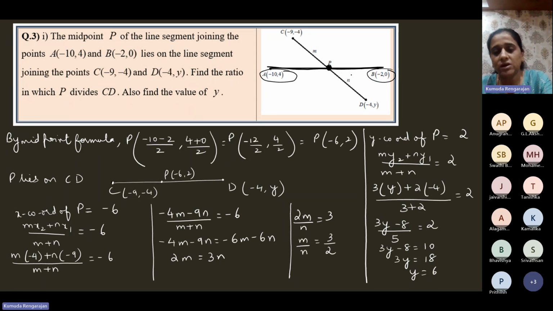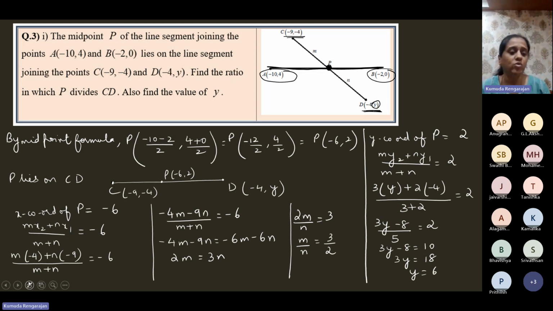Okay, that's one part. Now, P also lies on CD. P is not the midpoint of CD because that's not given. P lies on CD, so it divides CD in some ratio. We have the coordinates of C and we have the x coordinate of D. We do not know the y coordinate of D. Now we need to find the ratio in which P divides CD and also find the value of this y.